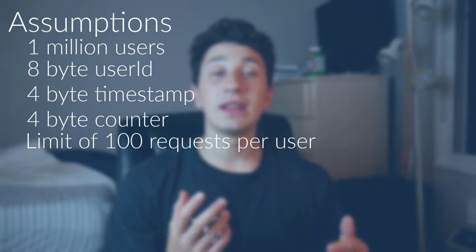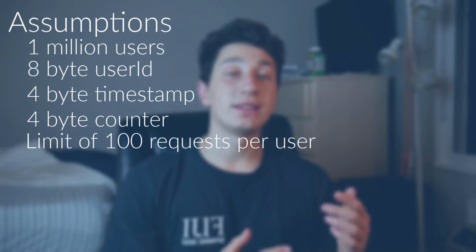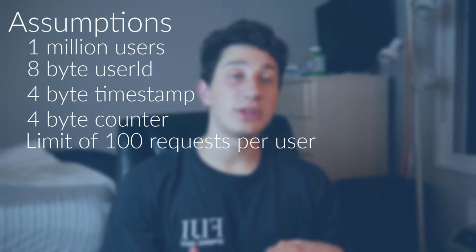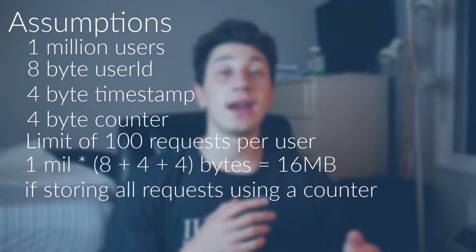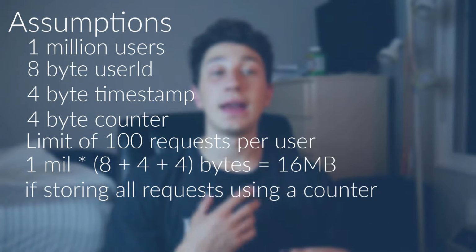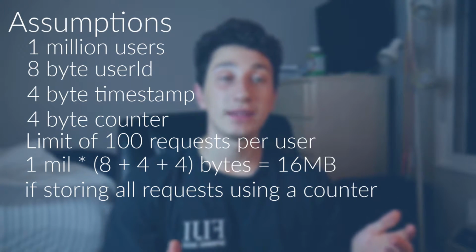So if we're just holding a counter, like I said, that's just 4 bytes, and so then the entire table of those million users with the user ID, timestamp, and counter is going to be 16 megabytes, because you multiply 1 million by 8 plus 4 plus 4 bytes, so that's 16 bytes times 1 million, 16 megabytes.